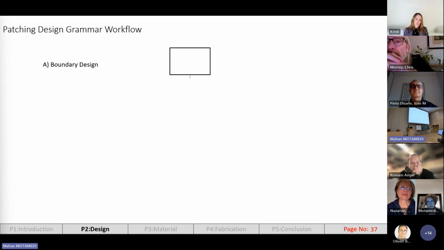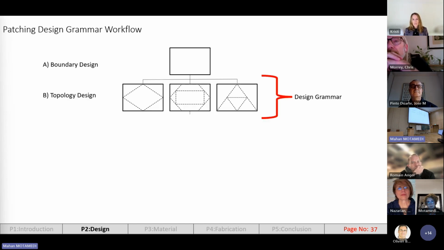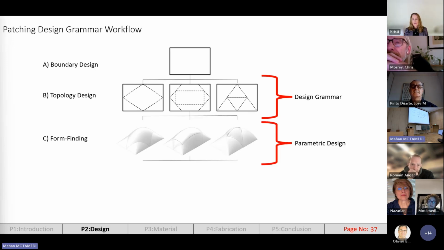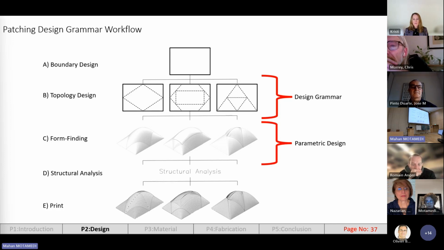Here I'm going to present the workflow of the patching design grammar. First, the user will define a boundary. Then they have to design the topology for that given boundary. And they will find, using that topology, a geometry of the vaults. And then they will run the structural analysis, and then they will print.